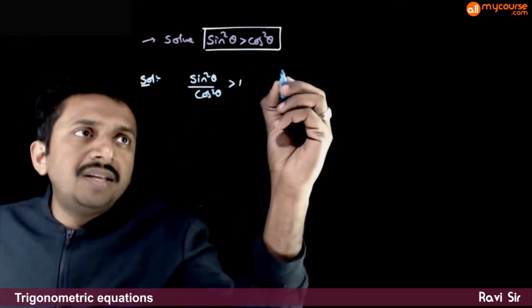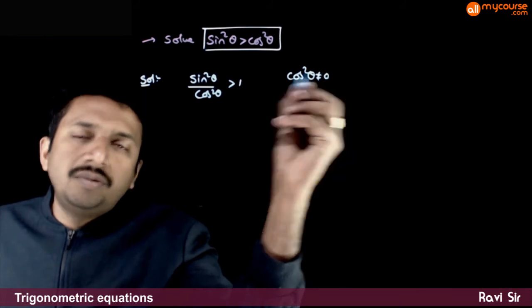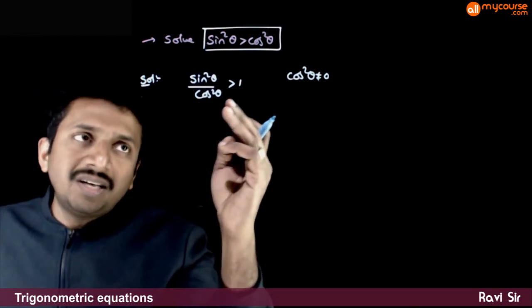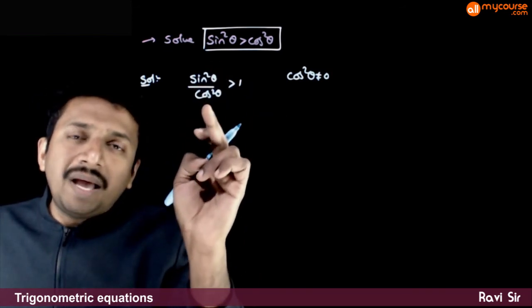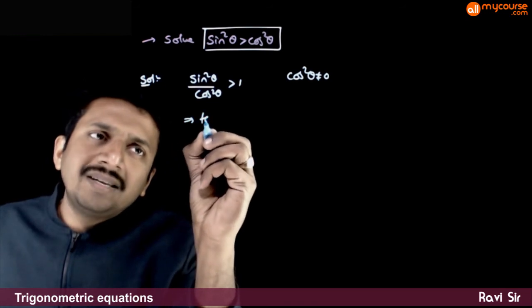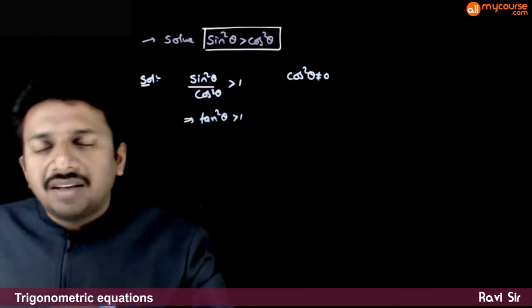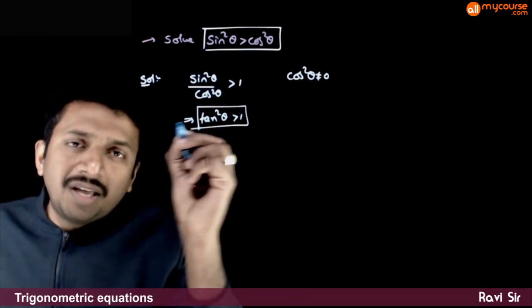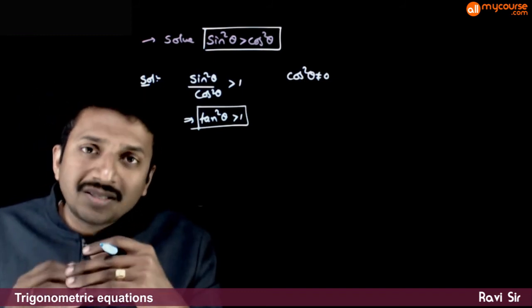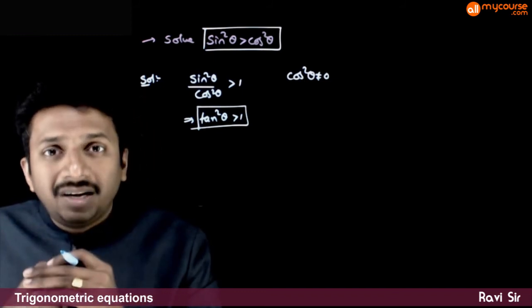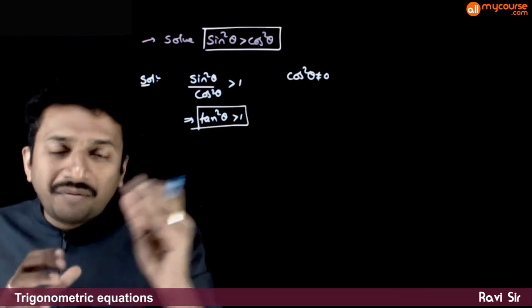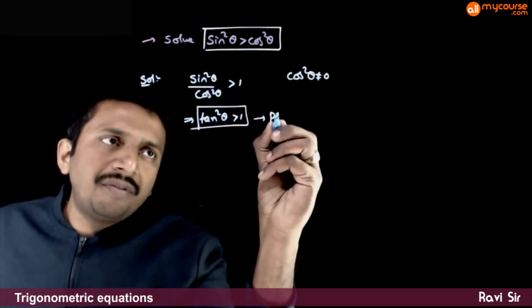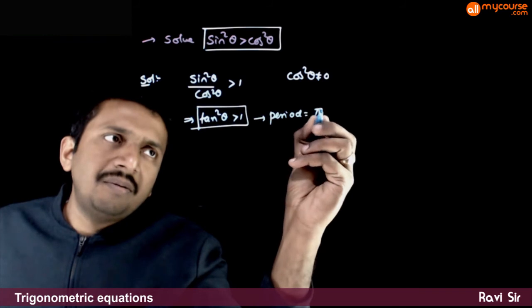So assuming that cos square theta is not equal to 0, as long as cos square theta is not equal to 0, I can divide both sides by cos square theta, and you get sine square theta by cos square theta is greater than 1. This implies tan square theta is greater than 1. Now, this is a trigonometric inequality in tan square. So what we do is we try to solve this inequality in one interval, one period of tan square theta, and then we'll extend it to the other periods. And the period of tan square theta is nothing but pi.